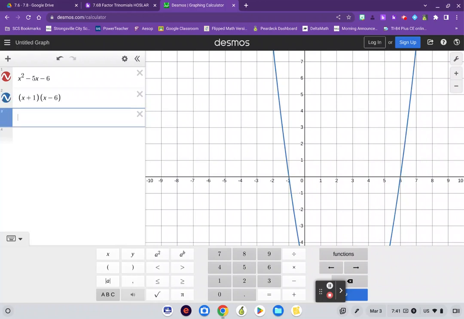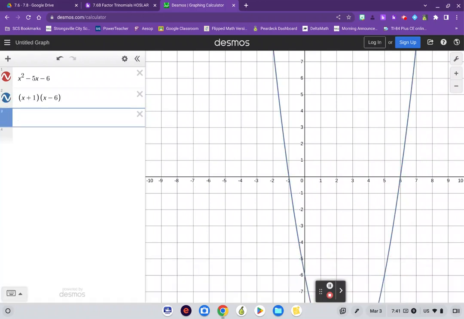I'm going to hit enter. And when I click this blue button over here to turn the equation off and on, I notice that my red graph and my blue graph are the same. So I know that I have factored this correctly. It's a great way to check if you have found the correct answer.